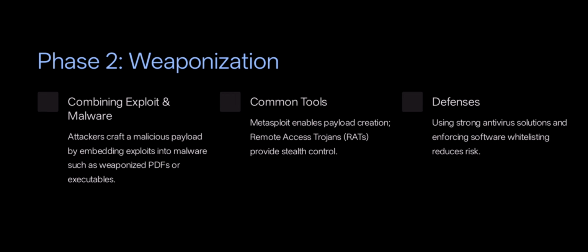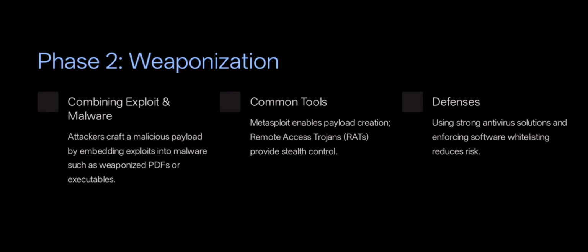Weaponization in the cyber kill chain. 1. Introduction. The weaponization phase is the second step in the cyber kill chain framework developed by Lockheed Martin. Following the reconnaissance phase, where attackers gather information about their target, weaponization involves creating a tailored malicious payload designed to exploit identified vulnerabilities. This phase is critical as it bridges the gap between intelligence gathering and the actual delivery of the attack.